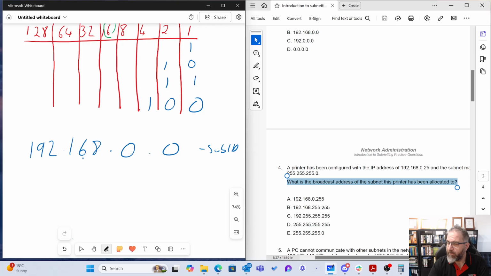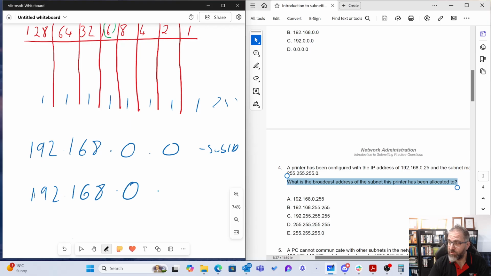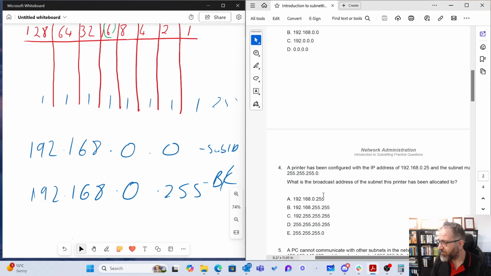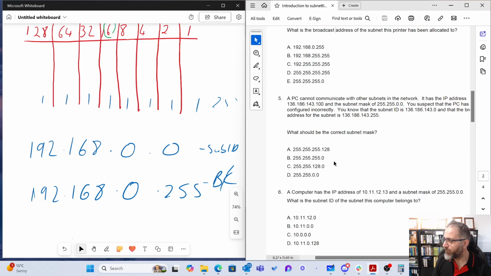Remember that? We could do that and go 1, 2, 3, 4. Or, you know what, we know what we're doing. We're pretty clever. And we know that the very last IP address is going to be that, 255. So the answer is 192.168.0.255. That's the broadcast ID. And do we have it on the list? Yes, we do. And that will be A for alpha. Fantastic.